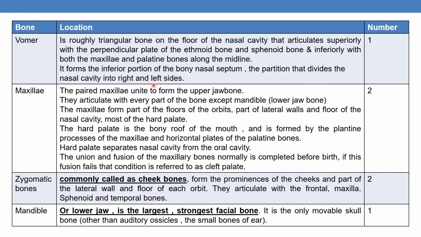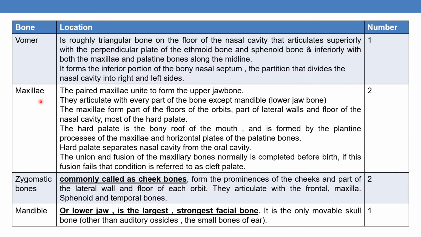So the partition that divides the nasal cavity into right and left sides is the nasal septum, and the vomer forms the inferior portion of the nasal septum. It is a roughly triangular bone on the floor of the nasal cavity and it articulates superiorly with the perpendicular plate of ethmoid bone and sphenoid bone, and inferiorly with both maxillae and palatine bones.